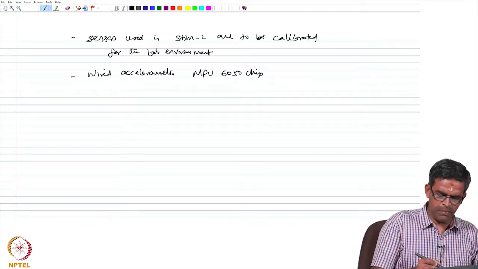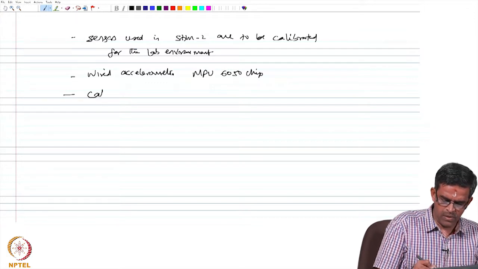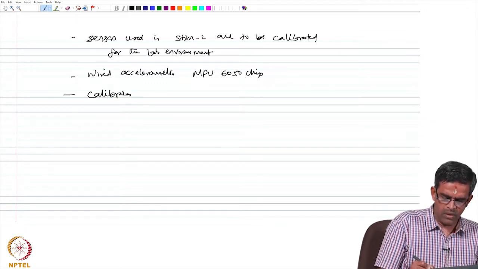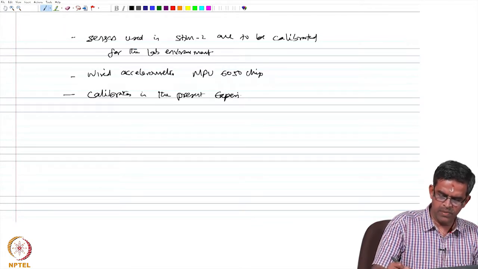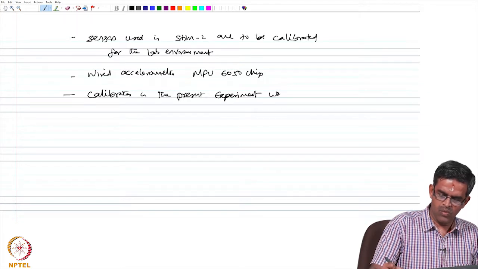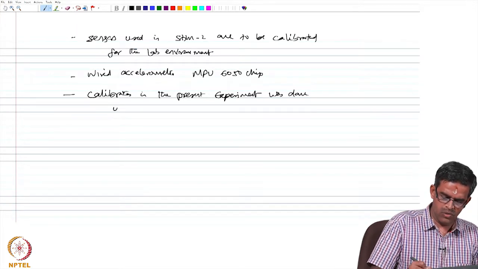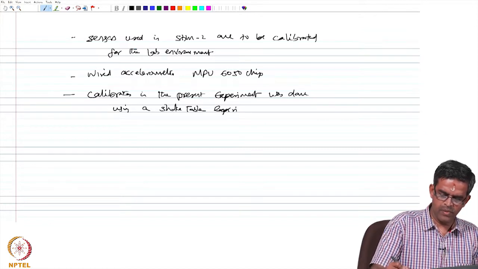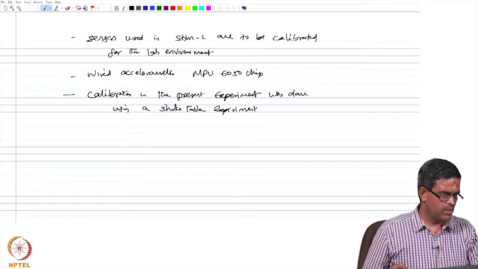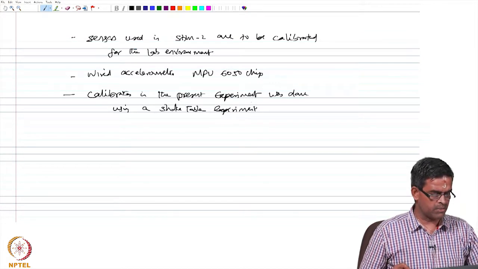The calibration in the present experiment was done using a shake table experiment. I am not showing the results of the shake table experiments here.